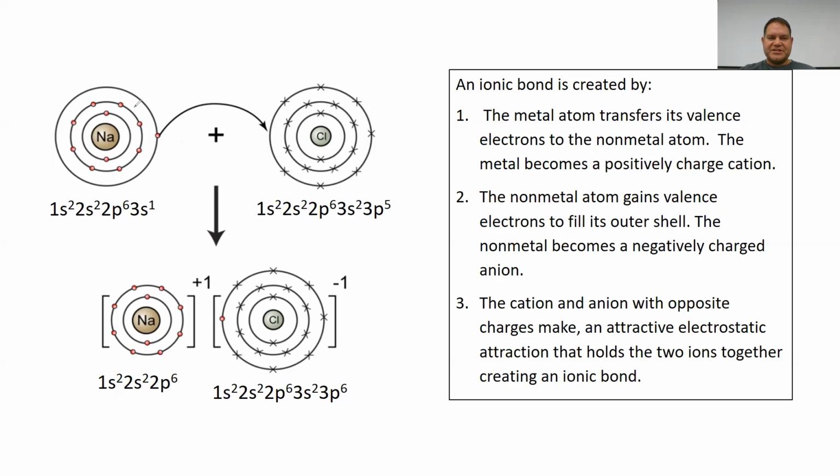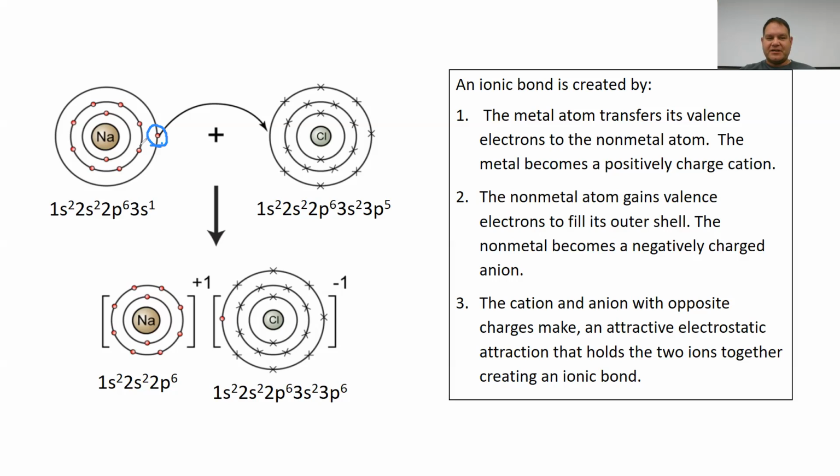So if we look at the shell model for sodium, you will notice that sodium in its valence shell has 1 electron, right? This one sole electron. Well, if sodium can get rid of that 1 electron, all right, ionize it, it will then have a new valence shell.